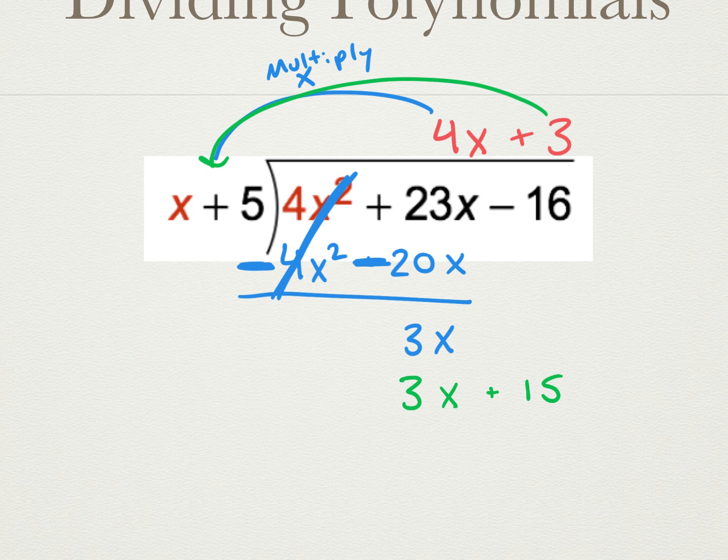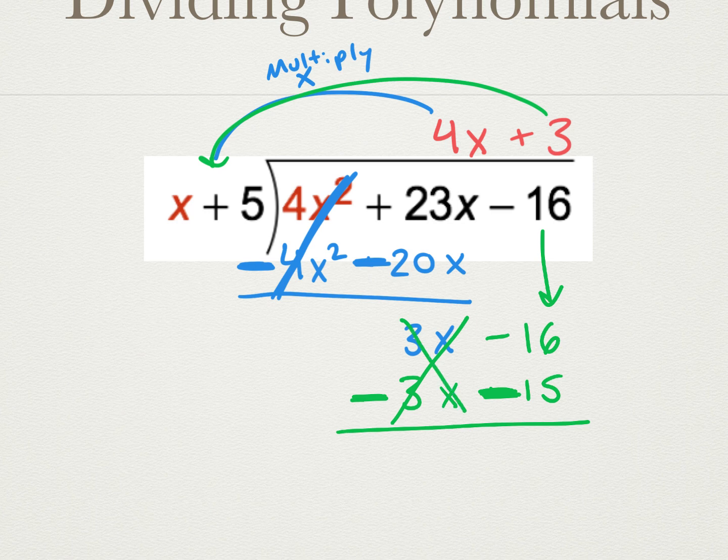What do I do next? I drop down the negative 16, but also, what am I missing? I change the signs because I'm going to subtract these. So change the signs of everything in this row, and then we subtract. So it's 3x minus 3x. They cancel, so they go away. You'll always get those to cancel. And then what's negative 16 minus 15?